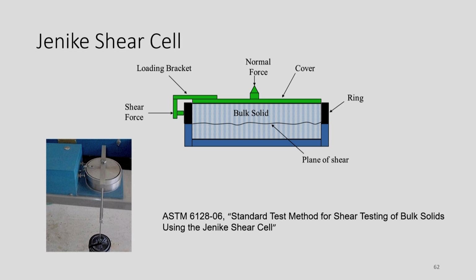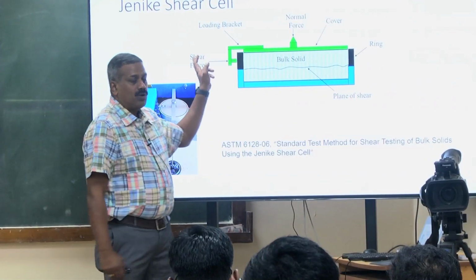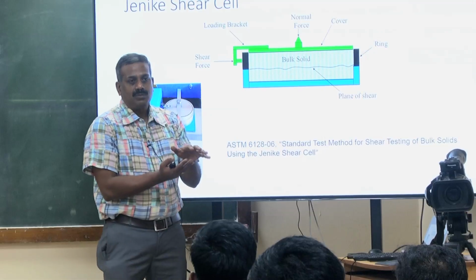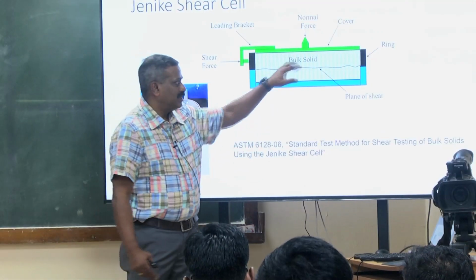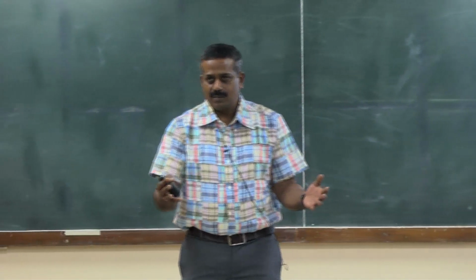So the Jenike shear cell, and how it works is, this is a sample cell, so you fill the powder, and then you apply some normal force, that's the consolidation sigma 1, and then you apply some shear force, that's the force needed to move one layer of powder over the other layer of powder. So you slowly apply the shear force, and at one force level the powder starts moving, the instrument starts moving. That's the point at which we calculate all the other characteristics.